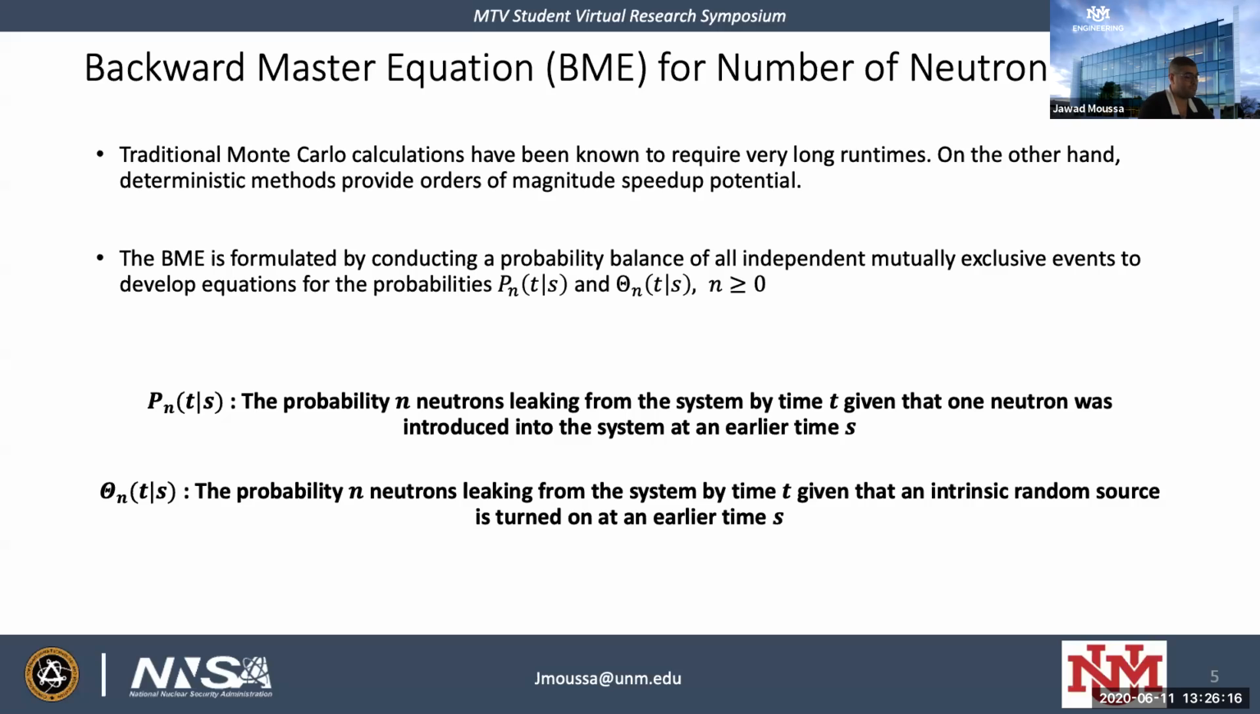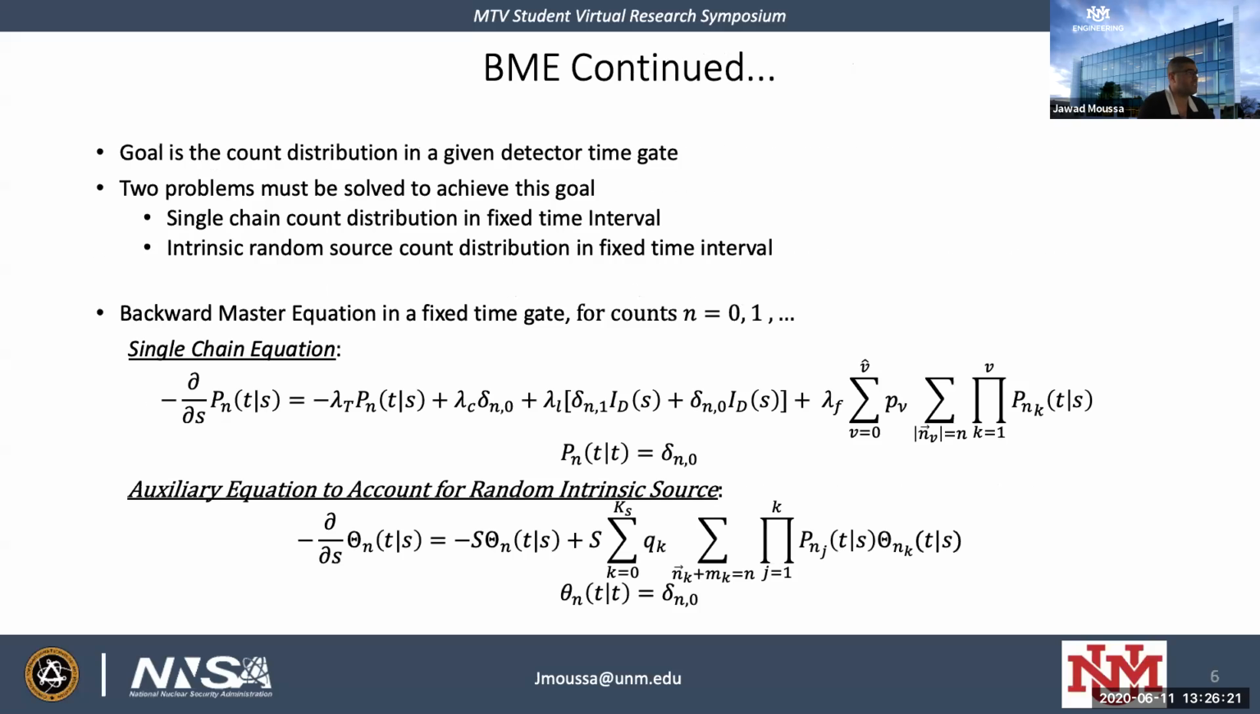And the reason these 2 had to be defined independently is because the ultimate goal of the project is to obtain the count distribution in a given detector time gate. And in order for us to achieve that, two problems had to be solved. One was starting with an initial neutron in a fixed time interval, and after that, you're able to solve the intrinsic random source count distribution in a fixed time interval, since it depends on the solution for a single chain count distribution.